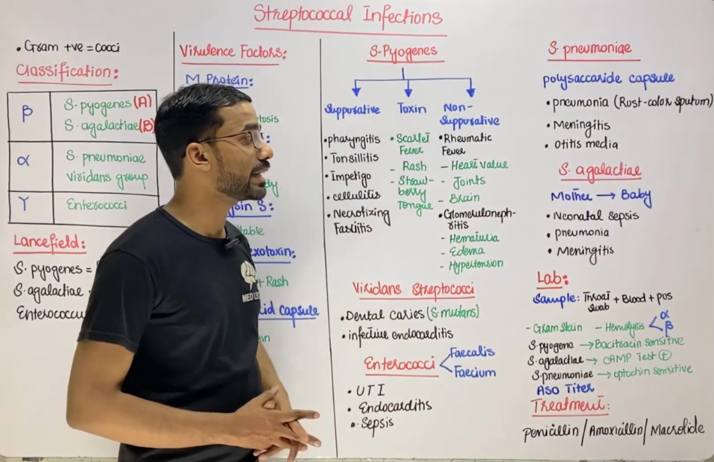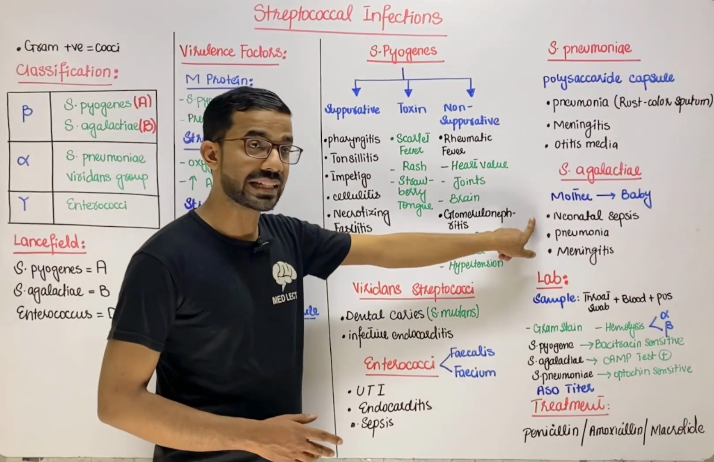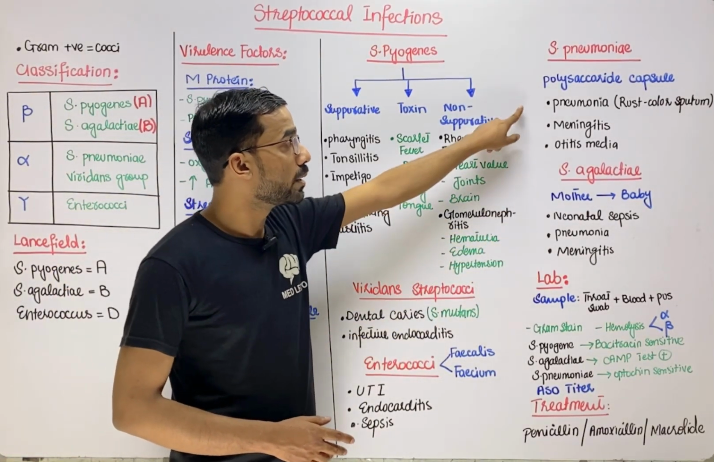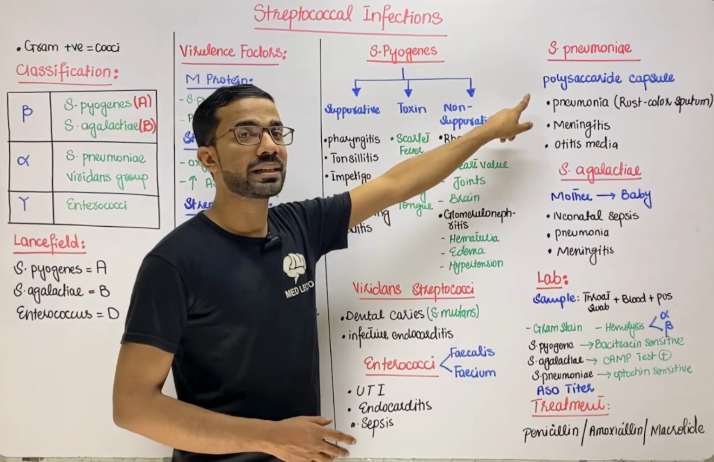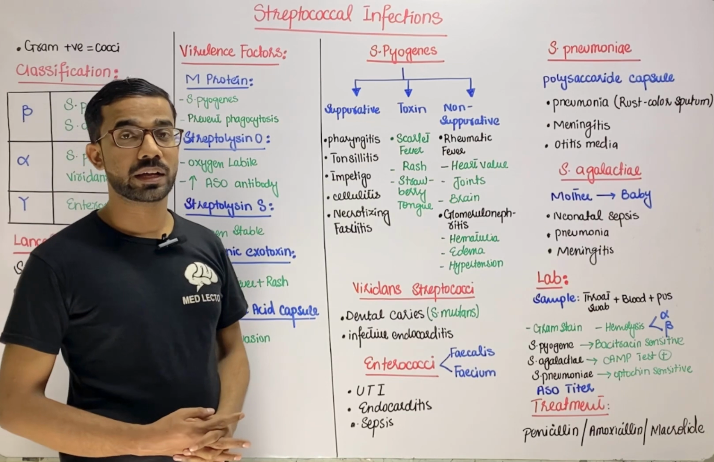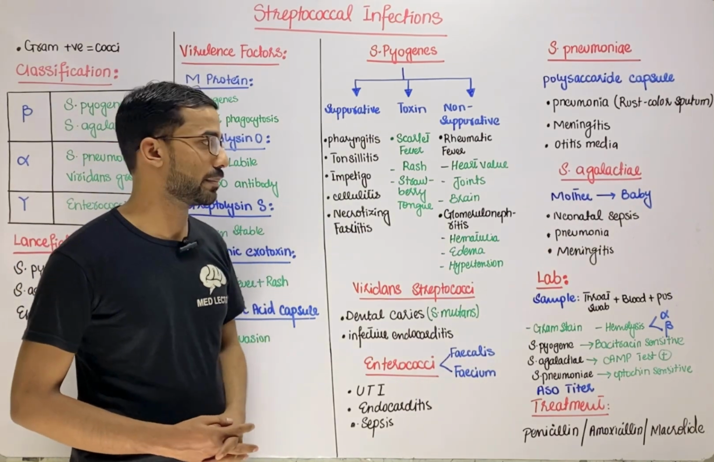Next is Group B streptococcus, transferred from the mother to the baby, and it causes neonatal sepsis, pneumonia and meningitis. So pneumonia and meningitis can also be caused by S. pneumoniae, but Group B can also cause them, and it is mostly seen in newborn babies.